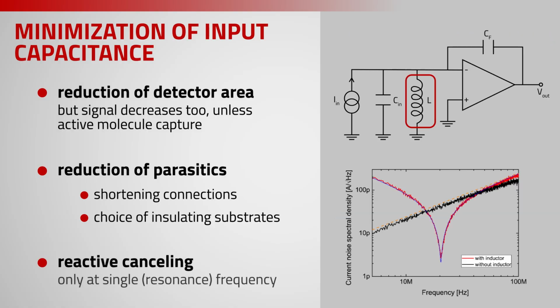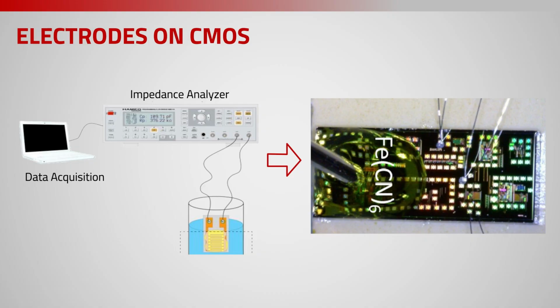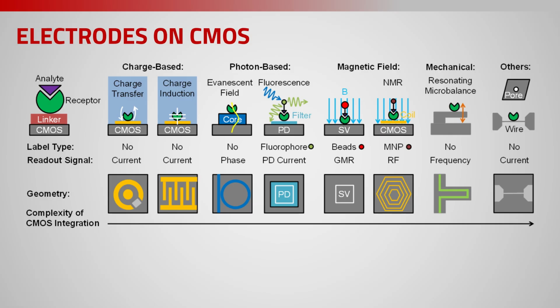Or in some specific cases, we can use also a reactive cancelling technique by adding an inductor, which at resonance can cancel the capacitance, but of course, this is only possible when operating at a single frequency, as in impedance tracking. The ultimate level of interconnection reduction is to have the electrodes and the electronics on the same microelectronic chip. This is a clear trend, and there are plenty of technologies that enable to fabricate on the CMOS platform several types of transducers: charge-based, photon-based, magnetic field, mechanical, micromechanical, nanoscale devices, and so on.